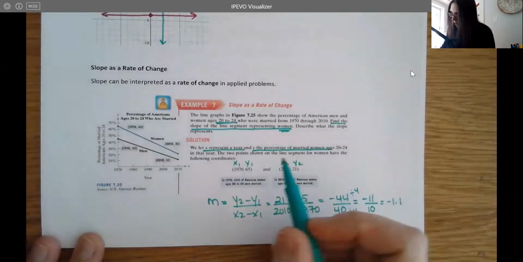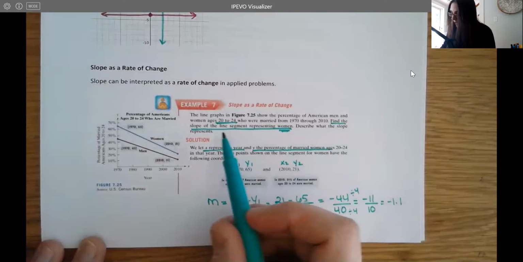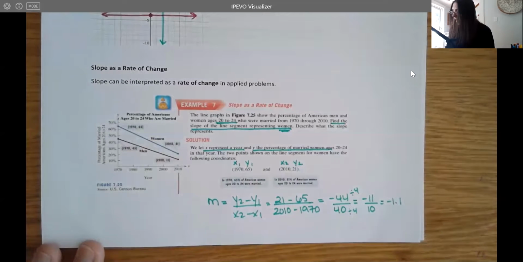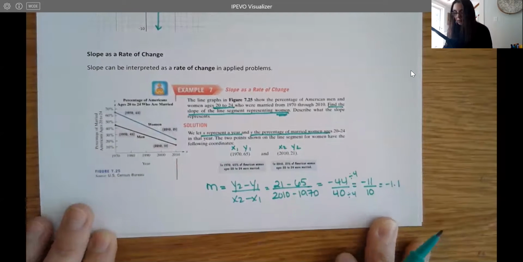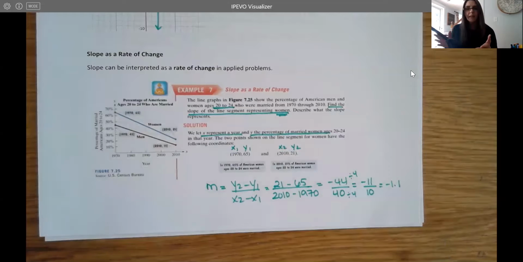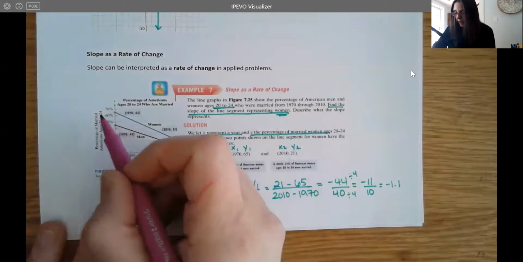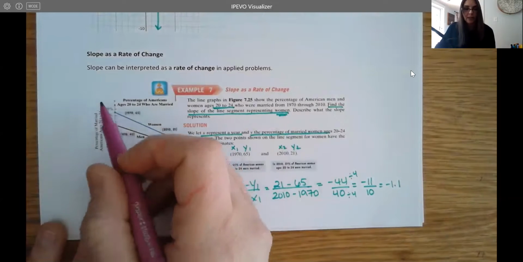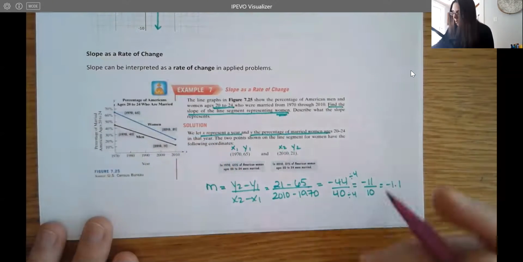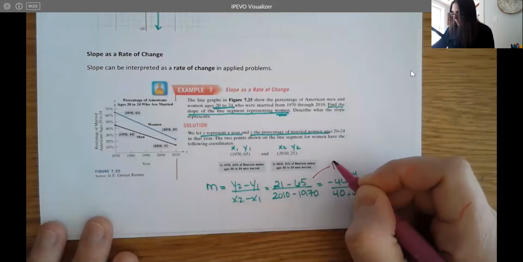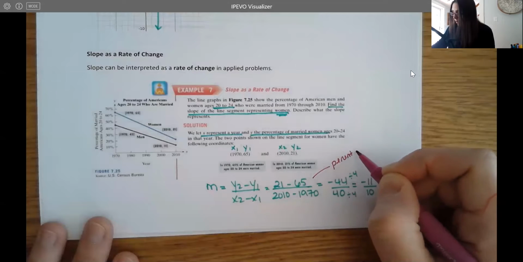So that answers the first part, to find the slope of the line segment. And then we also need to describe what it represents. I like to think about my units here before I start describing anything. Remember your numerator is your change in Y's, and our Y values are about the percentages, right? So the top part is about the percent who are married.